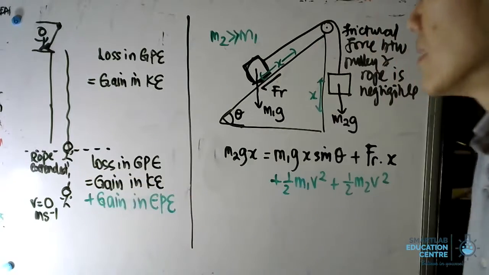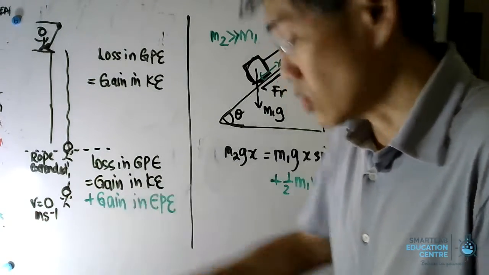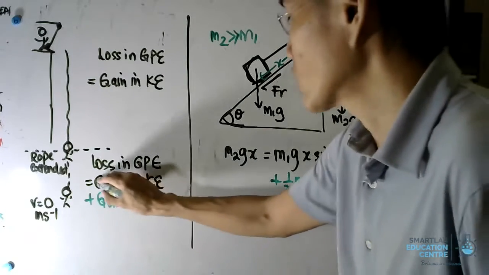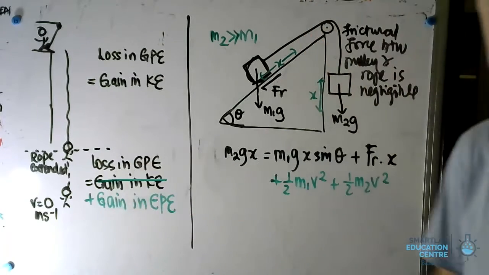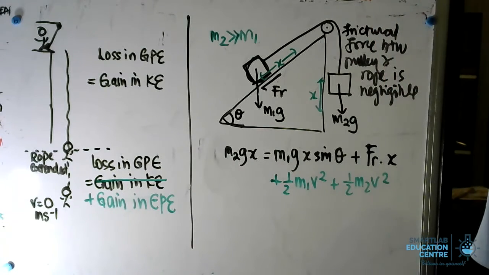You can see that at this point, when the speed is 0, the KE would be 0. So all the loss in gravitational potential energy is converted to gain in elastic potential energy.